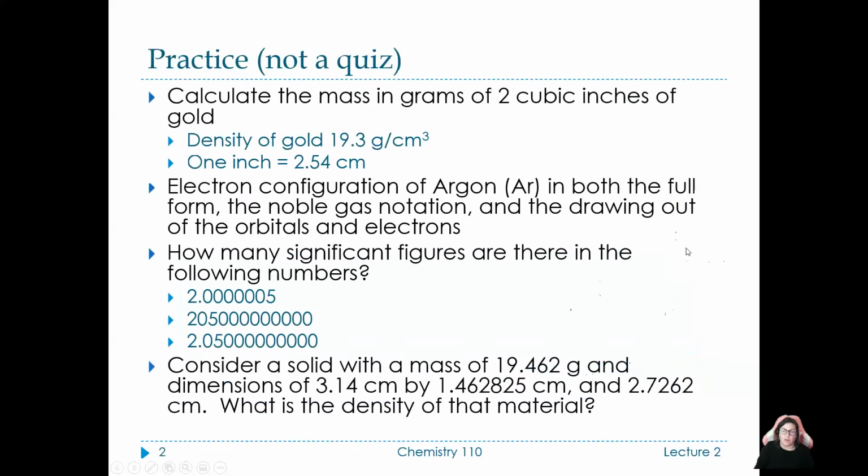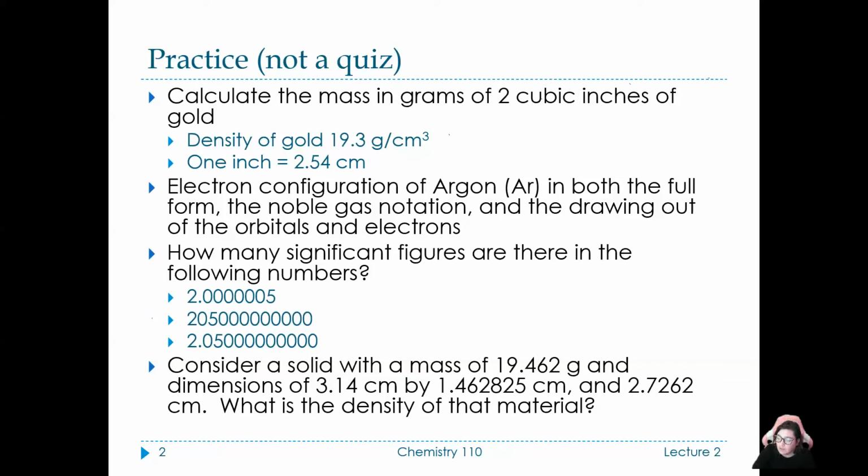We start by talking about the mass in grams of 2 cubic inches of gold. Density of gold is given as 19.3 grams per centimeter cubed, and 1 inch equals 2.54 centimeters. Yay, that's exciting, right? So what would I do with that information? Well, I'd write down that 2 inches cubed gold, density equals mass over volume, which I know equals 19.3 centimeters cubed, and 1 inch equals 2.54 centimeters.